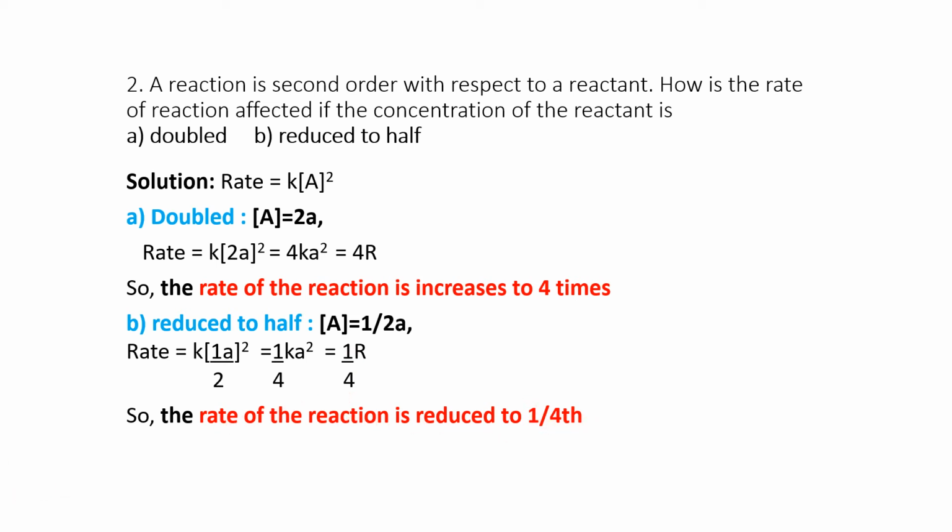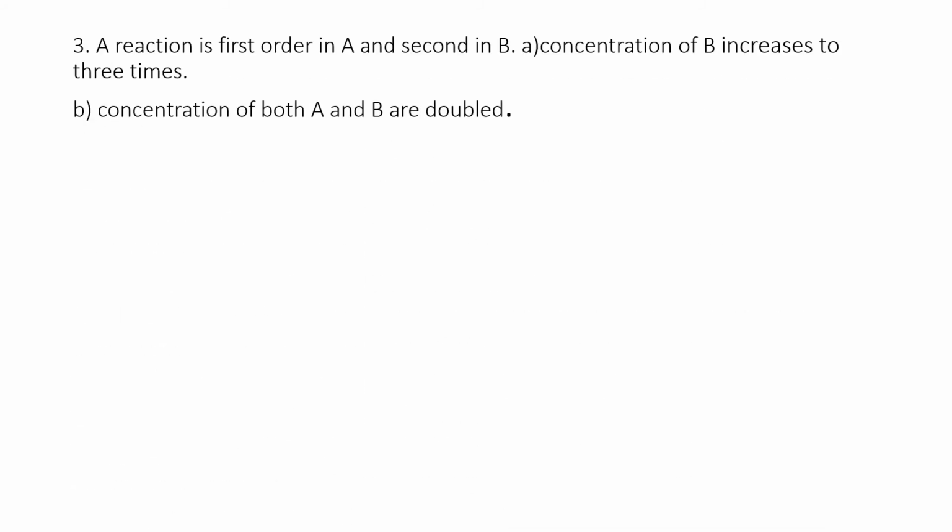The next problem. A reaction is first order in A and second order in B. The concentration of B increases to 3 times. And the second case, the concentrations of both A and B are doubled. First sum, B increases to 3 times. Second, both A and B are doubled. What will happen? First we need to write the rate equation. Rate equation is rate equals K A B square. This is also given, that's why I have mentioned it over here.